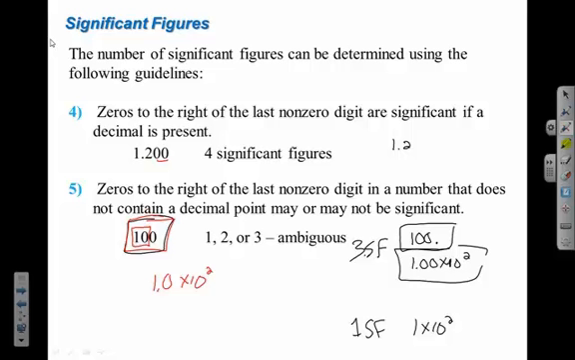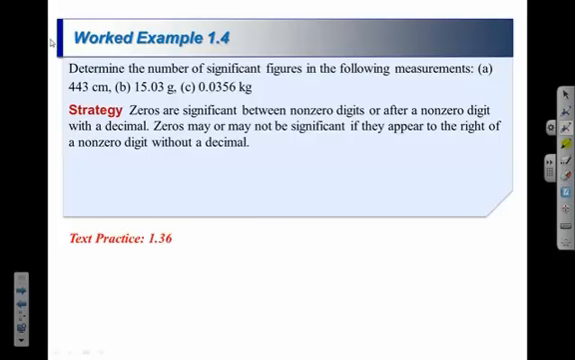Any questions about the rules? I mean, these rules might seem kind of arbitrary, but we have to come up with some convention so that when we write numbers down, we can communicate about which digits we have actual certainty about. And so that's the convention that scientists use. So look at this example. Go through this kind of quick. How many significant figures are in each one of these?